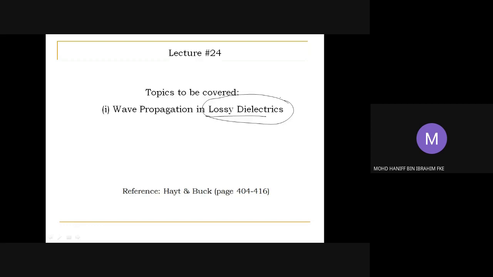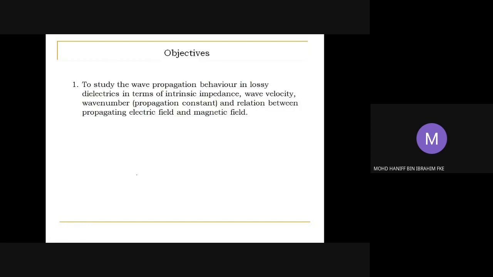Okay, so let's have a look at the objective. A very straightforward objective here, which is to study the wave propagation behavior in a lossy medium, or lossy dielectrics, in terms of its intrinsic impedance, the velocity of the wave, the phase constant, and also the relationship between the E field and the magnetic field. The behaviors of these waves are the same, except that the properties of the medium will distinguish the equations, the formulations that shall be applied in calculating those parameters.